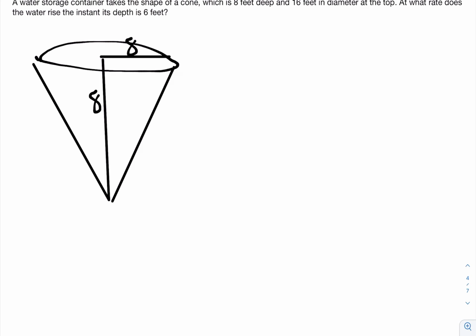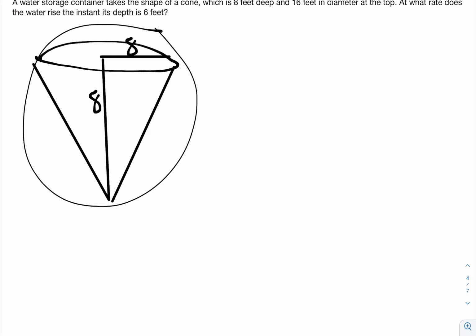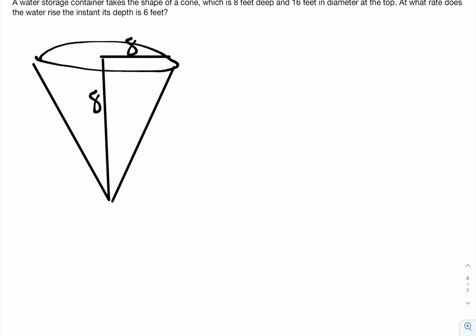At what rate does the water rise the instant its depth is 6 feet? So we know these are the dimensions of the cone. We're saying, okay, when the water is 6 feet deep, how fast does the water rise? What's dh by dt, in other words? Okay, so we have to come up with an equation for volume. So the volume is going to be equal to 1/3 pi r squared h. We could derive this formula for the volume of a cone, but that's it.